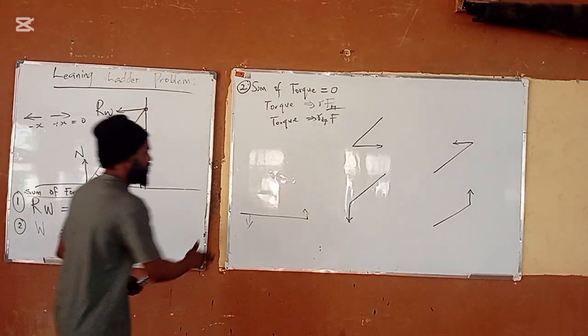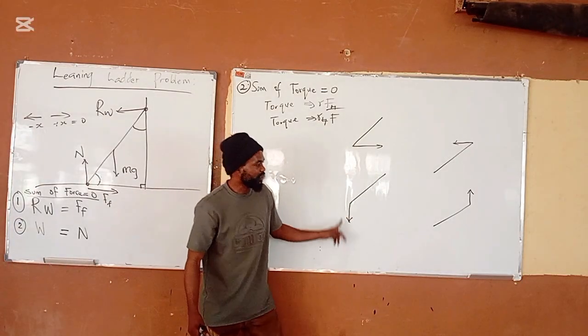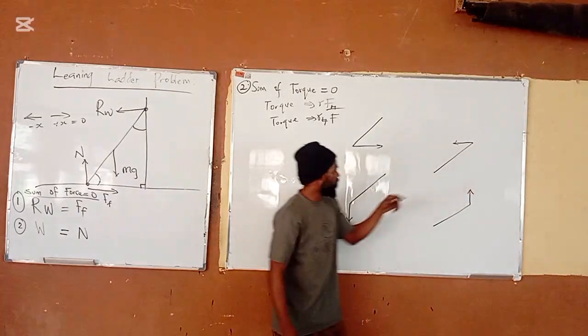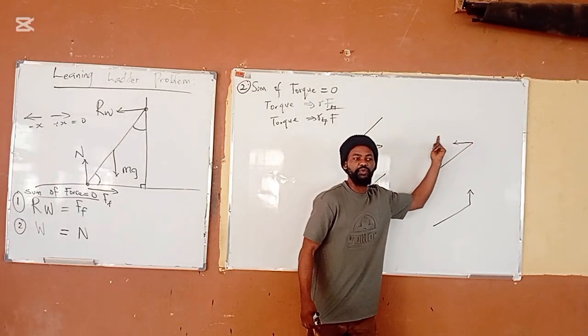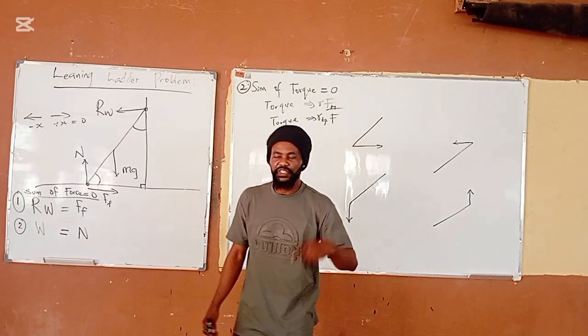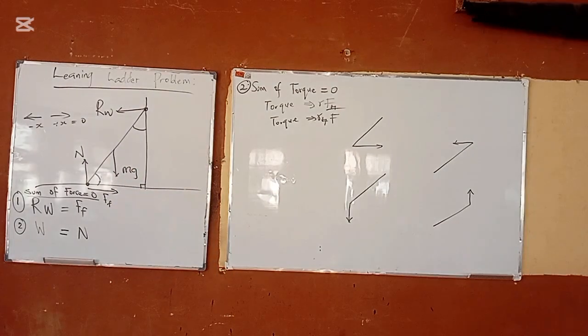So you can see that when we are talking about the weight, it is this way. When we are talking about the normal reaction, it is this way. Is it not true? When we are talking about friction, it is this way. When we are talking about reaction on the wall, it is this way. Are you seeing it? So what it means is that in this case, how do I make the force or the distance to be at 90 degrees?